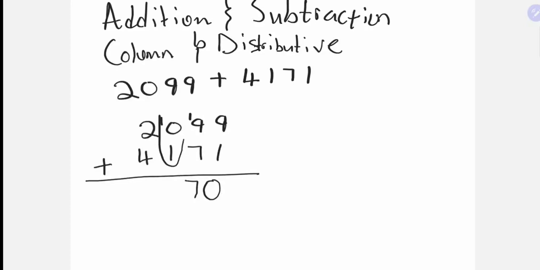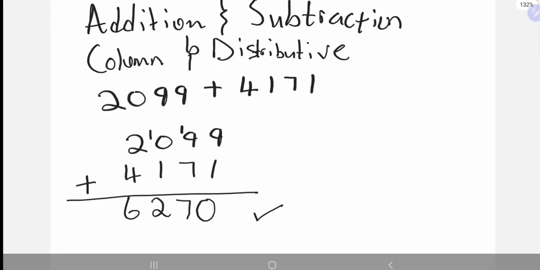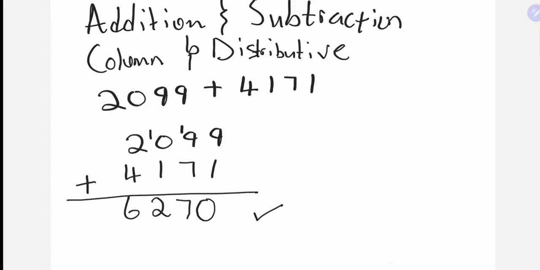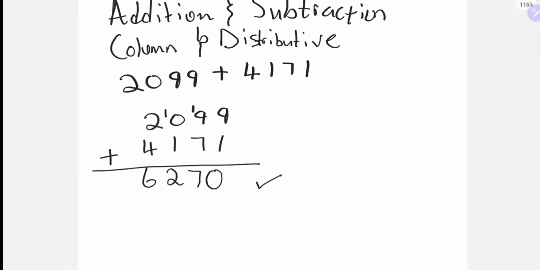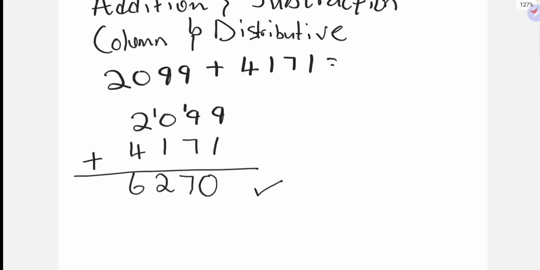We are now adding our hundreds place. 1 plus 0 plus 1 is 2. Plain and simple. Done with that. So we now need to add our thousands place, right? 2 plus 4 will give you 6. Final answer, 6,270. And we are good to go.